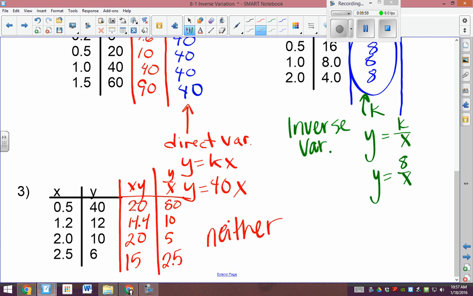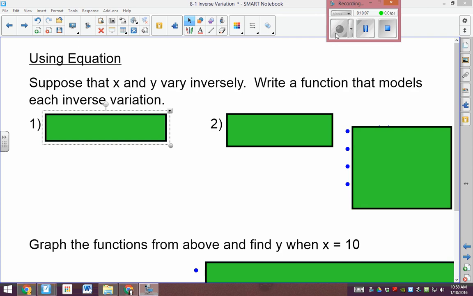So the graph is probably curvy, like all over the place. It's not a smooth curve or a straight line. Next, this is another type of problem.